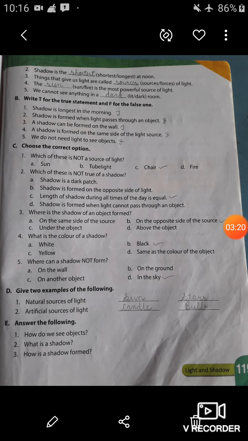The next one: a shadow is the blank at noon. Here your answer will be shortest. The next one: things that give us light are called blank of light. You know very well things that give us light are called sources of light.